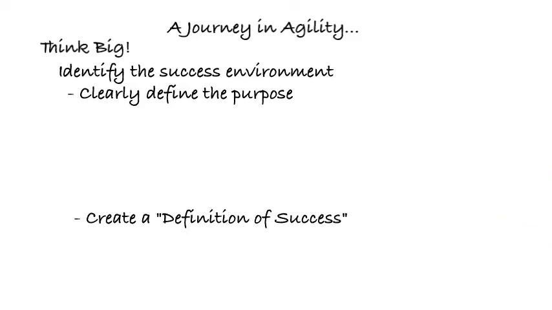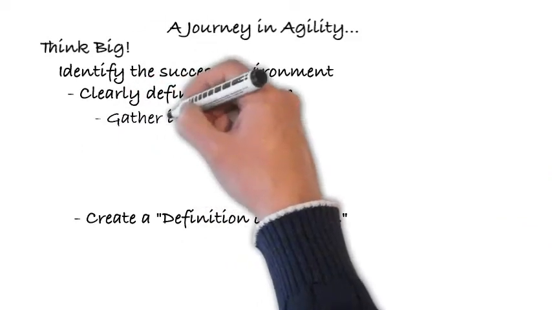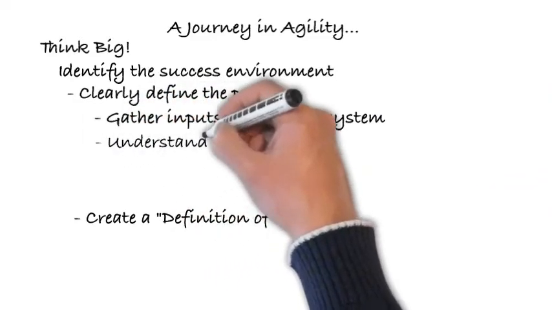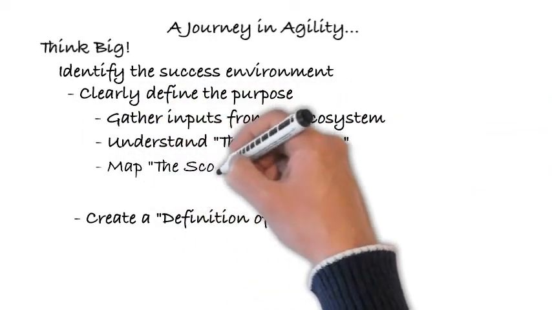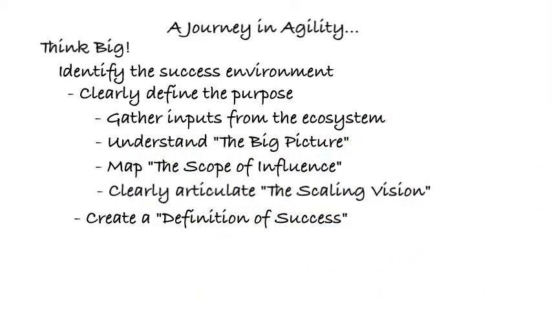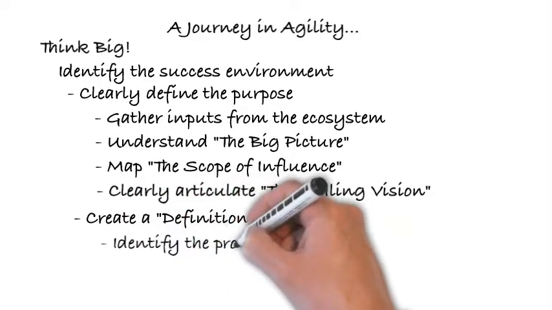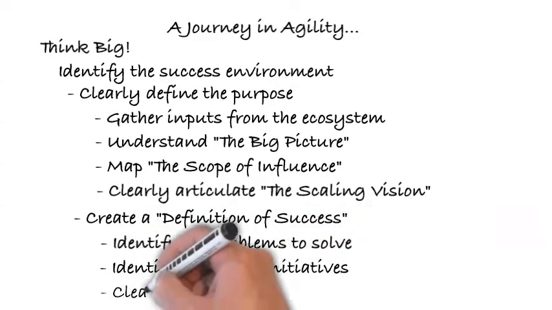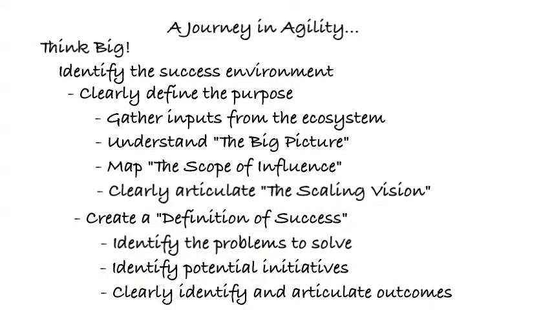When we define the purpose, we need to gather inputs from the ecosystem, understand the big picture, map the scope of influence, and clearly articulate the scaling vision. When we create our definition of success, we need to identify the problems to solve, identify potential initiatives, and clearly identify and articulate expected outcomes.